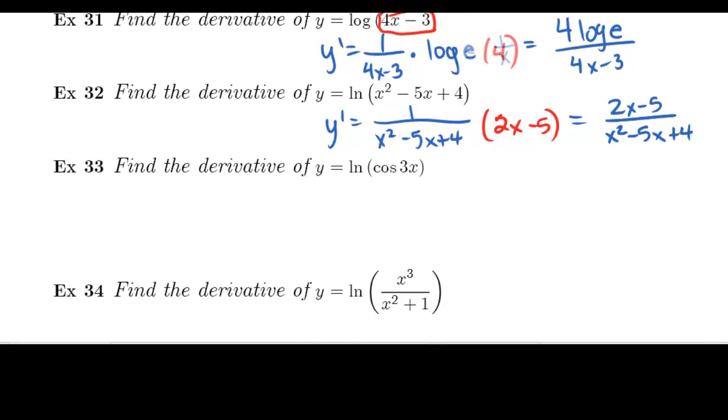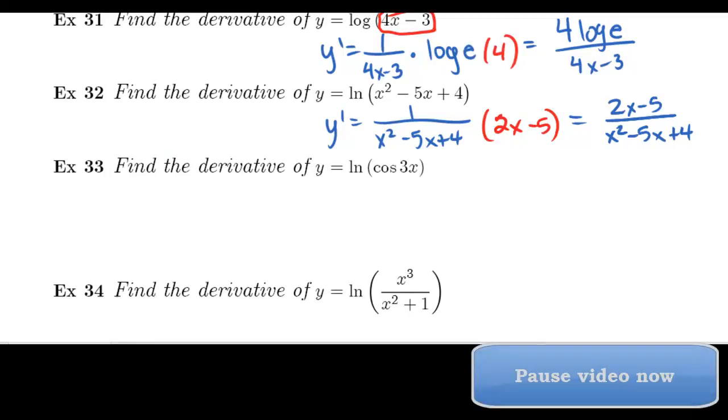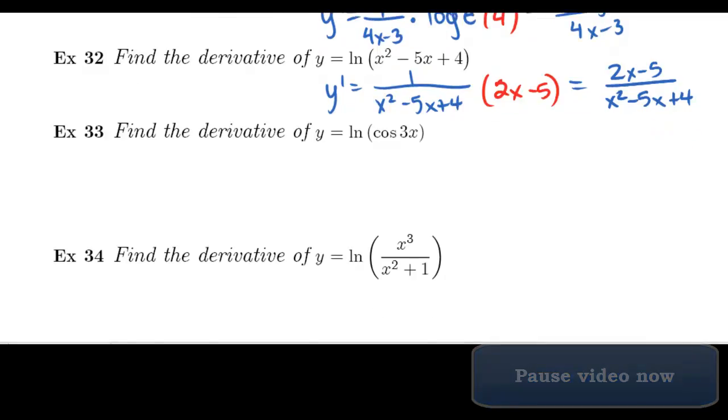I want you to take a second here, pause the video and try example 33. Notice this kind of puts both of these sections together. We've got the natural log, and then cosine is our inside function. So take a second here, pause the video, enter your answer, or write it down to enter later, and then resume the video, and we're going to look at example 34.